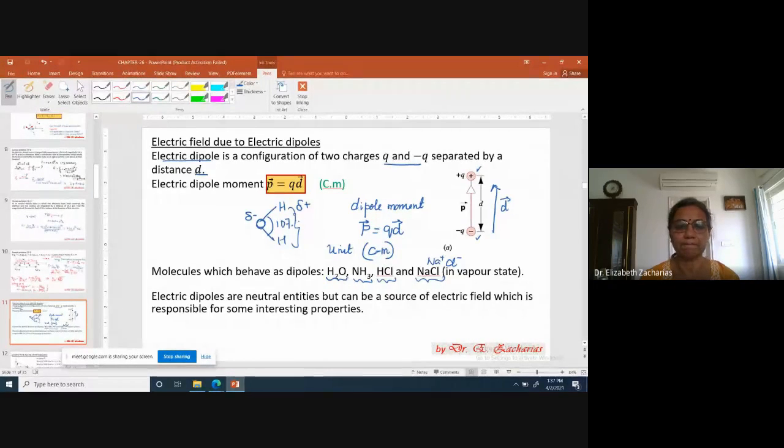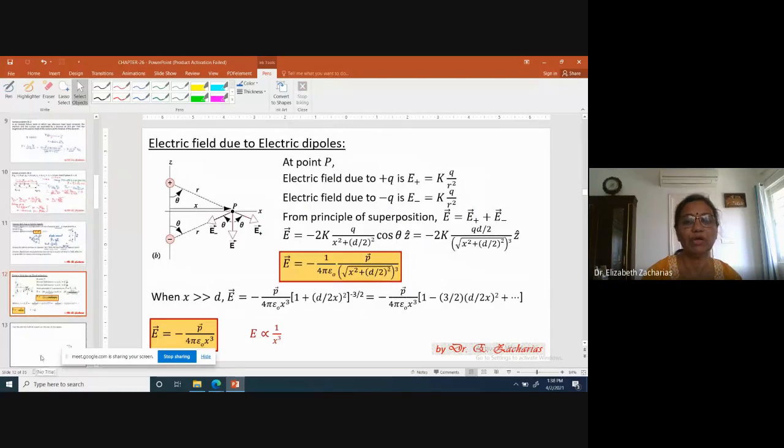It's a vector. Now what you're going to see is, though this dipole molecule by itself is totally neutral, because of that small separation between the positive and the negative cloud, they show some interesting properties. They become a source of electric field. Till now, you know that a charge can be a source of electric field, but this also becomes a source of electric field, though it's neutral as a whole. So let's see what will be the electric field due to a dipole.